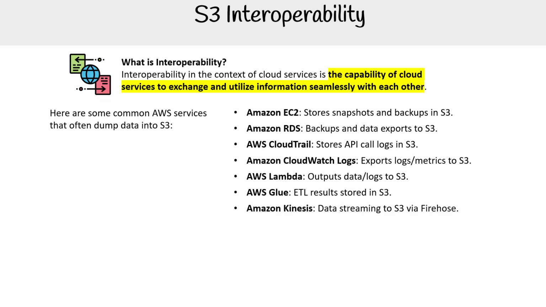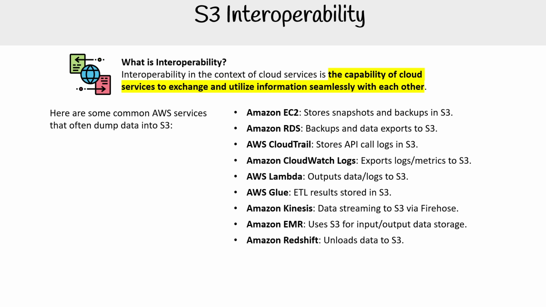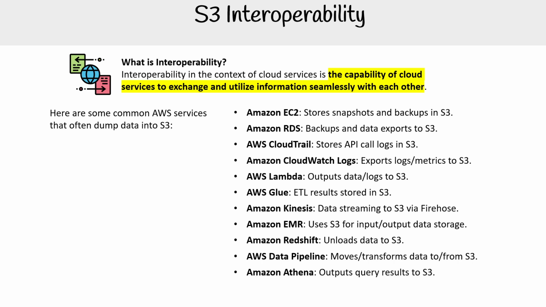For Kinesis, when we're talking about data streaming, it can dump data from Firehose to S3. So there's a service called Kinesis Firehose, and it can stream to S3 or send the results to it. EMR uses S3 for input-output data storage. Redshift unloads data to S3. AWS Data Pipeline moves and transforms data to and from S3. Amazon Athena outputs query results to S3. AWS IoT Core stores IoT data in S3.